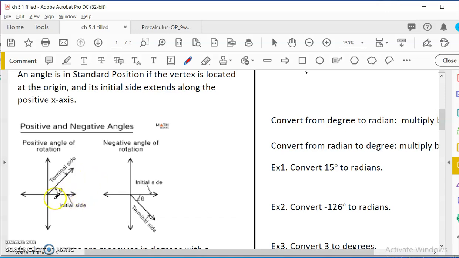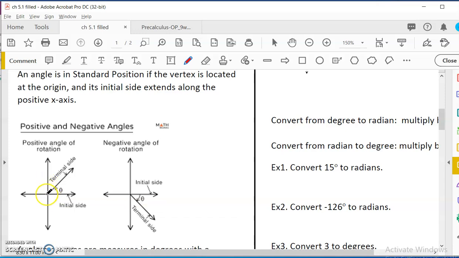What we would do is put the initial side on the positive side of the x-axis and the vertex at the origin, which is sometimes called the pole. Later on you'll learn that instead of the x, y axes, we can also have polar coordinates, and so the origin (0, 0) is also called the pole.